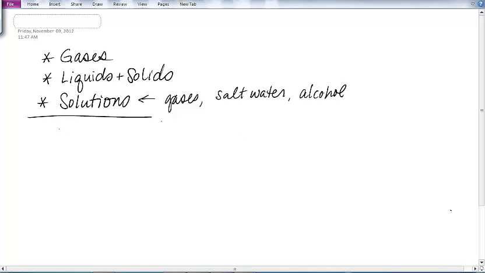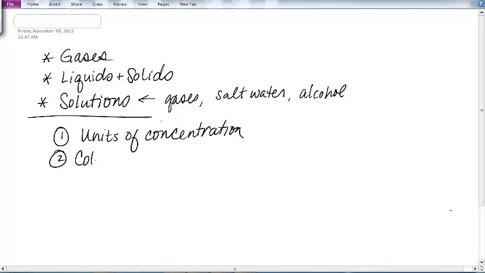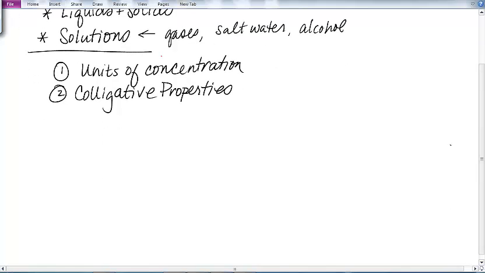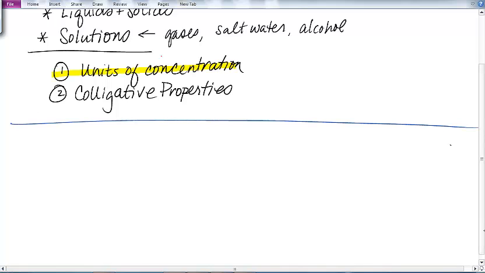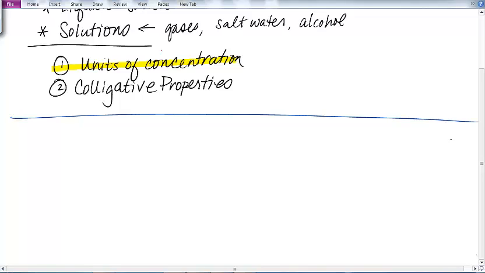In this chapter, we're going to look at a couple of things. First is units of concentration, and there's a wide variety of them that you need to know. The second thing, which we will move into next week, is colligative properties, which are some properties of solutions that we're going to be interested in. But today we're simply going to focus on the units of concentration. I'm just going to give you some. You should definitely copy these into your notes, and yeah, you're going to have to memorize some of them. Sorry, guys.